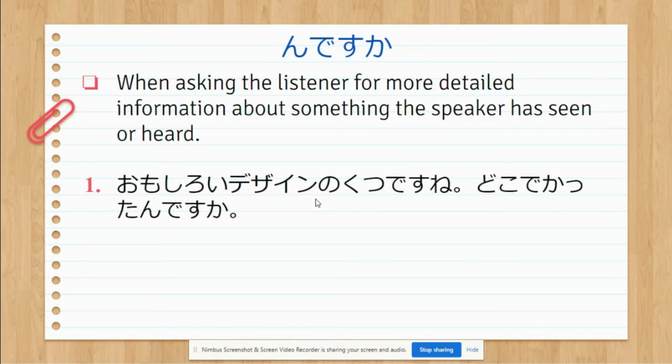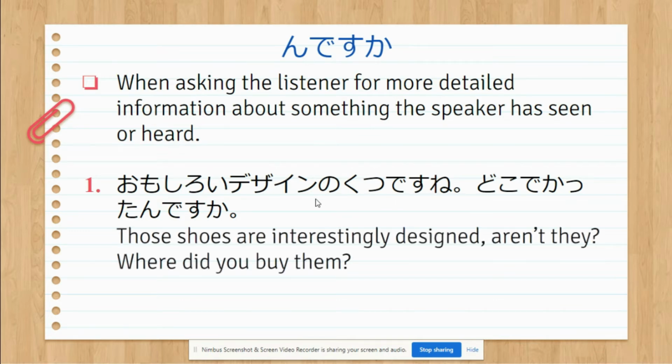For example, 面白いデザインの靴ですね。どこで買ったんですか？ Those shoes are interestingly designed, aren't they? Where did you buy them? The thing that you have seen here or heard is the shoes that are interestingly designed. That means you saw the shoes, it has a very interesting design and you became curious. You want to know more information about it. So you will ask, where did you buy them? That's when you will use en desu ka.